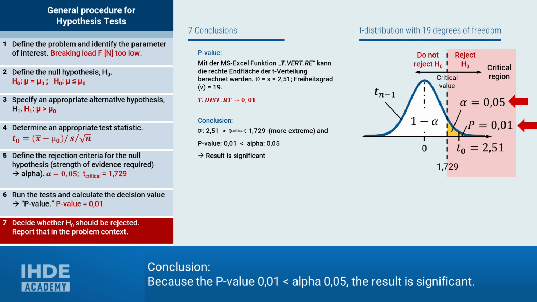A quick reminder: we were willing to accept up to a 5% chance of falsely rejecting a true null hypothesis. With a p-value of only 0.01, we have only a 1% chance of falsely rejecting a true null hypothesis. In other words, the probability of getting a 2.51 or even more extreme value is 1%. The result is significant because the p-value of 0.01 is less than the significance level of 0.05.